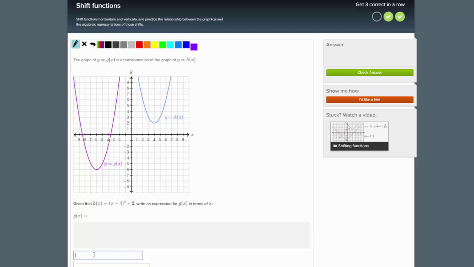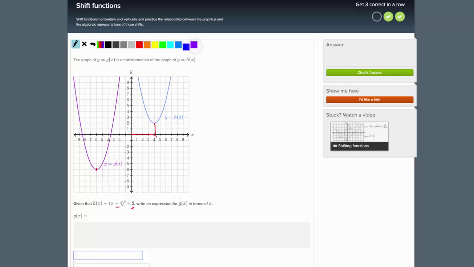Same thing, parabola. I'm looking for landmarks. My landmark is going to be the vertex. Okay, the vertex. h of x, which is the blue one, got shifted right 4, so it's minus 4 here, up 2, so it's plus 2 here.